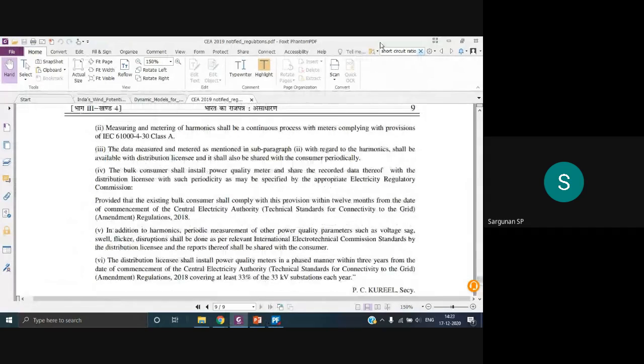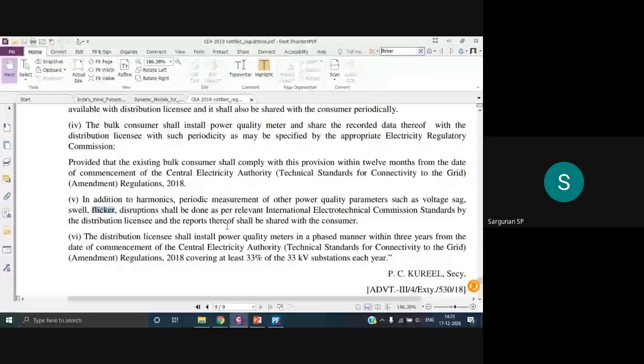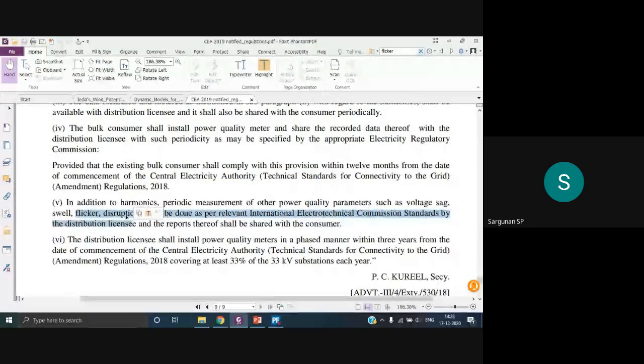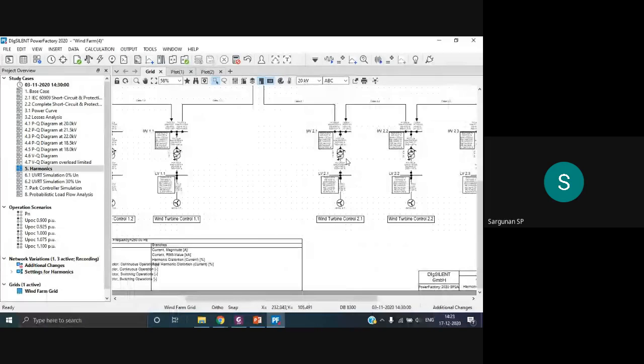Apart from that, here you can also see the flicker as well. Even if I just type it here. Sorry, the spelling is wrong. Flicker. Fine. Here you can see. In addition to harmonics, the other power quality measurements like the voltage sag, the flicker, the disruptions, all these should be maintained according to the IEC standard. This IEC standard, which speaks about these power quality issues, is nothing but IEC 61000. Okay, IEC 61000, where you'll be seeing these power quality issues. They give the values of what all has to be maintained in a given system. So they give it in IEC 61000.